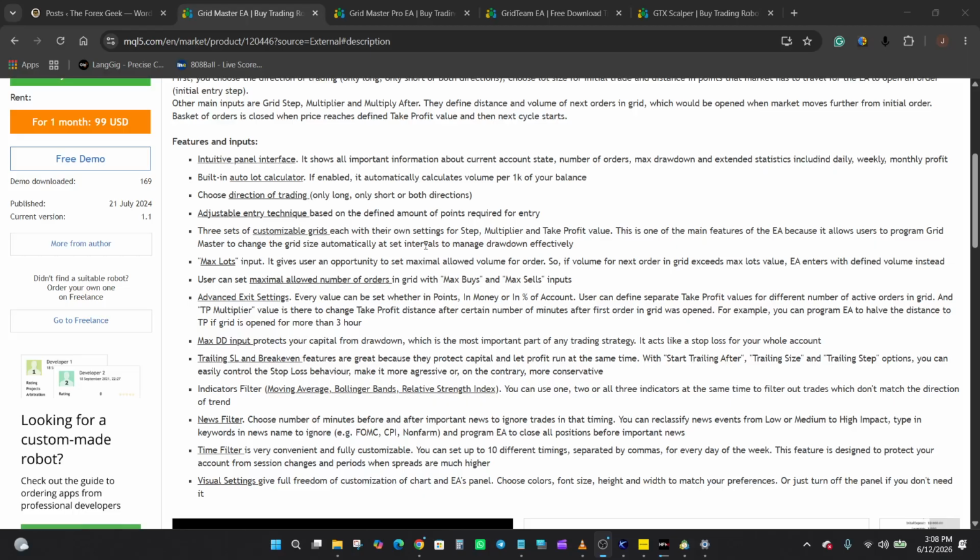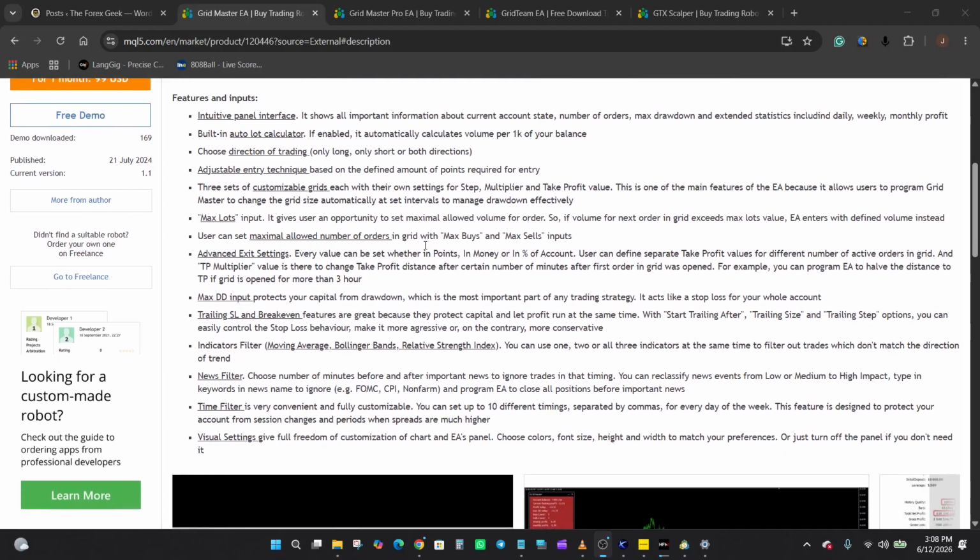All right, now risk management and account protection receive significant attention as well. There are controls for maximum lot size, maximum numbers of buy and sell positions, and a max drawdown setting designed to act as an account level protection mechanism.